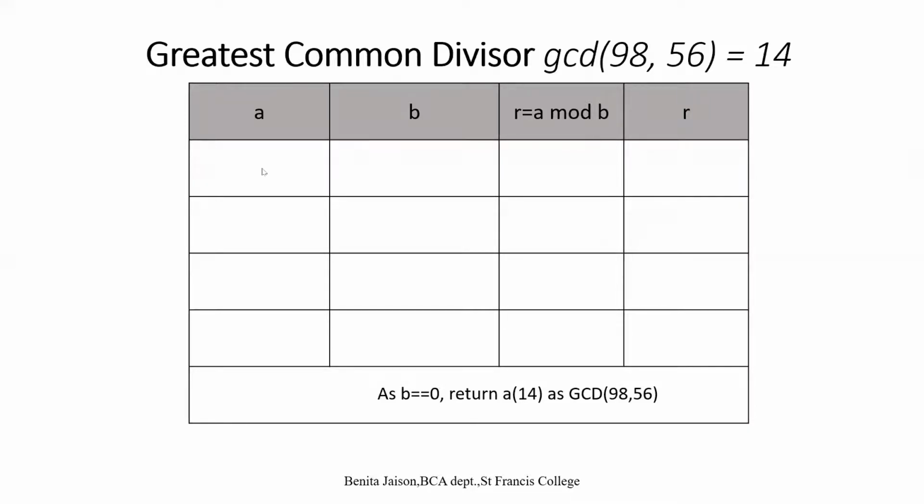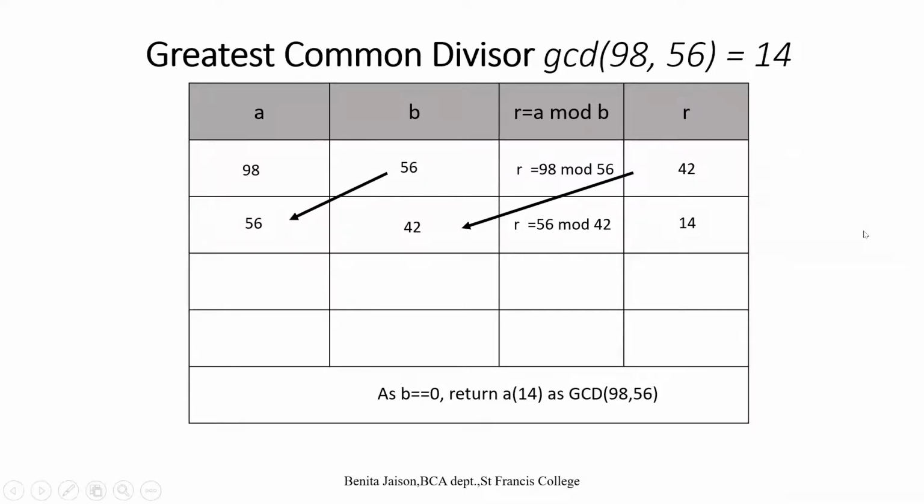Anybody did it? What is the value of A now? Can somebody unmute and speak? A value is 98 and B value is 56. So what is A mod B? What is the R value? Anybody got it? 42. Okay, so in the next step, what is the A value? A value is 56, B value is 42. What is A mod B? 14. Okay, good. So we will be getting 14.